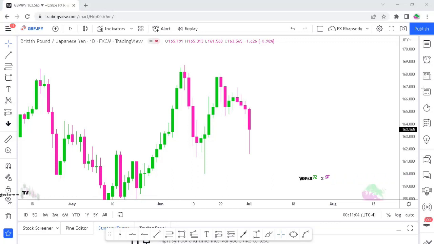Today we're doing analysis on two Japanese yen pairs. It's going to be the British pound, Japanese yen, and then the US dollar, Japanese yen.